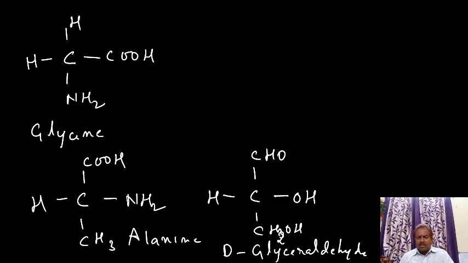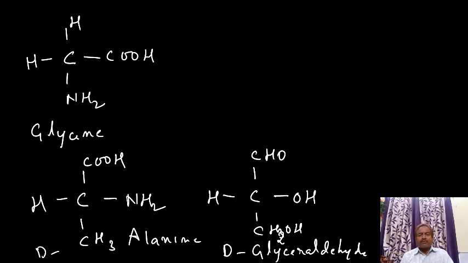So all the amino acids are compared with glyceraldehyde configuration. Therefore, depending on the position of the NH2 group, in place of OH in glyceraldehyde, in amino acids the NH2 group is there. So as the NH2 group is on the right side, this is referred to as a D amino acid. This is D amino acid, right?